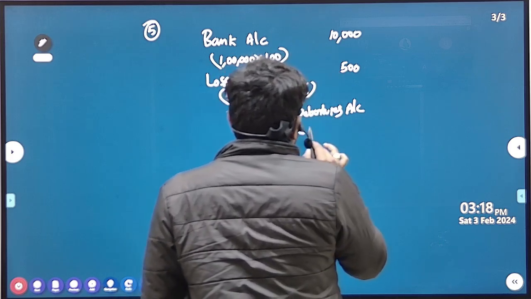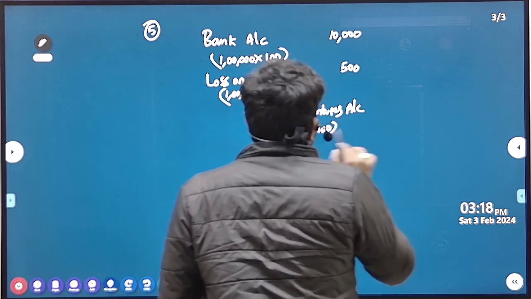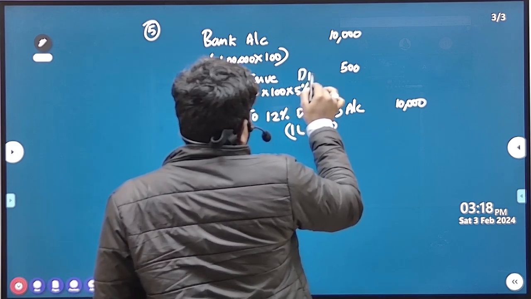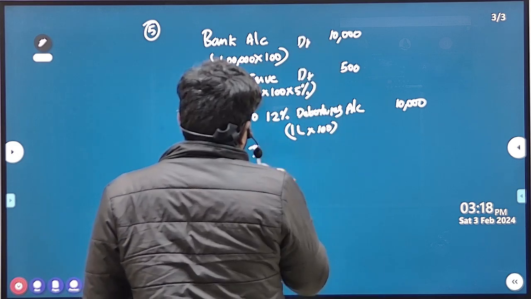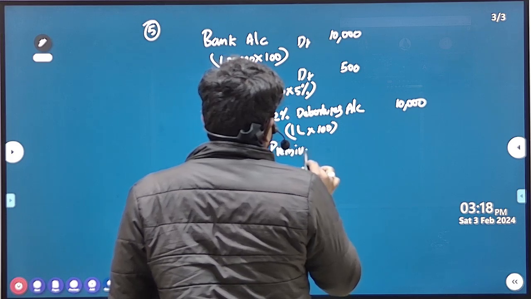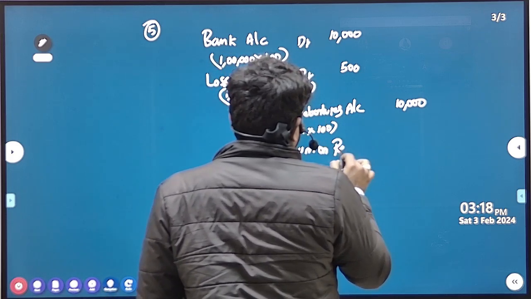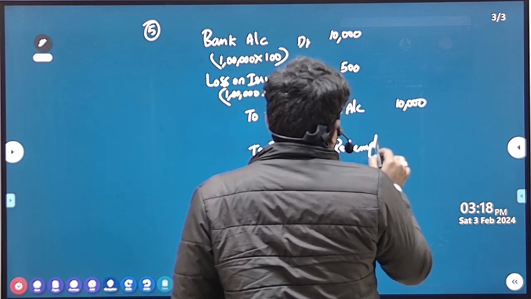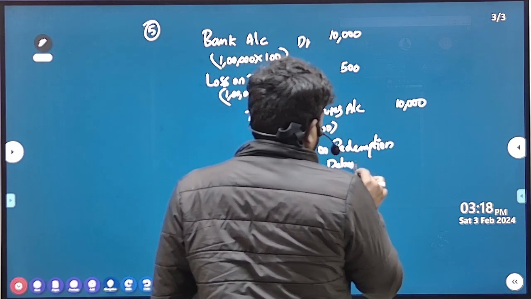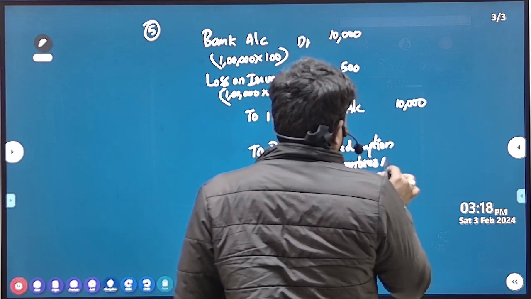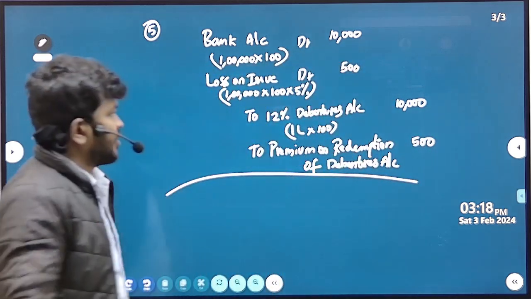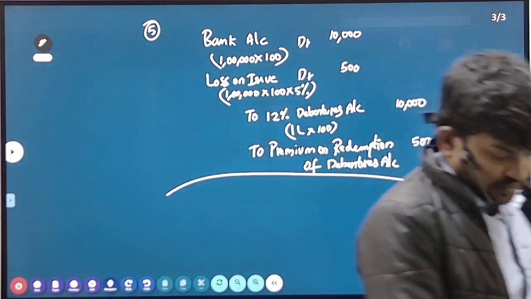One lakh into 100, 10 lakhs. Here it is 10,000 credit. Both are debit. Okay. To premium on redemption of debentures. How much? 500. Clear? Same.